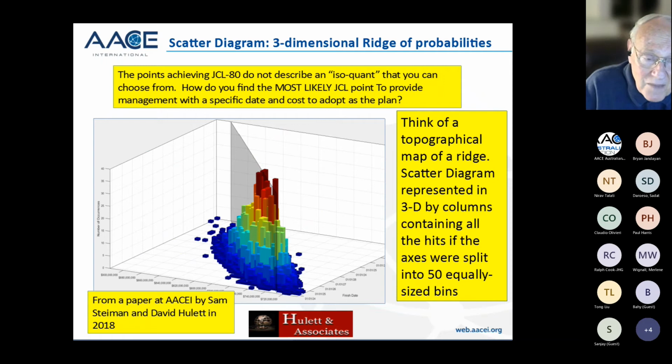A friend of mine and I, Sam Steinman, put a paper out to AACE that was actually published in Cost Engineering as well, on how you represent that range as a three-dimensional object. And here we've got the range of the three-dimensional object where we cut the time and the cost axes into 50 elements individually, and then toted up the strikes in 10,000 iterations in each of those cells.